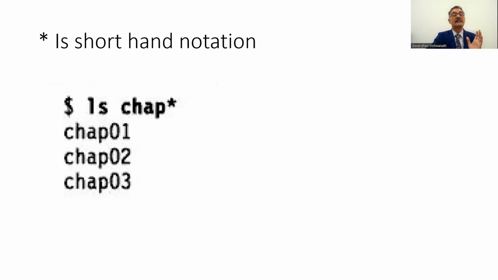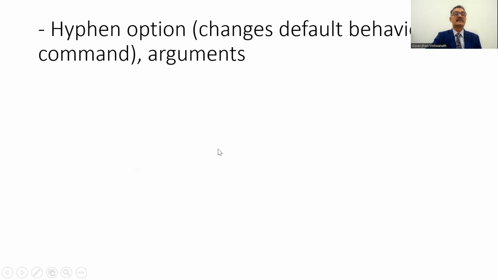Then you have shorthand. We are learning the shorthand notation star. So ls chap star is one example. Star can be used with many other commands, which we'll see later. So with ls, if you give chap star, all file names starting with CHAP and ending with any combination of alphanumeric characters are in the list.